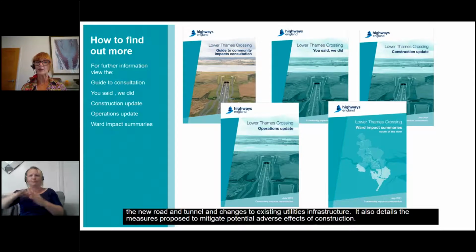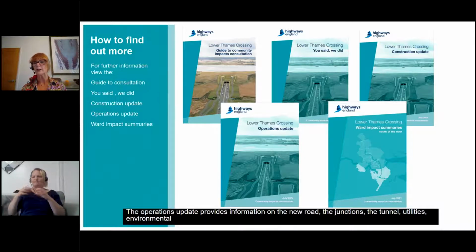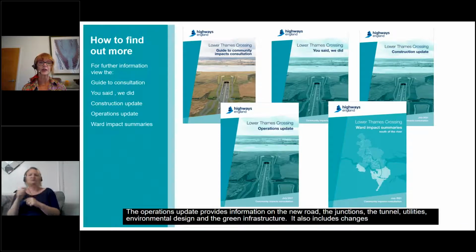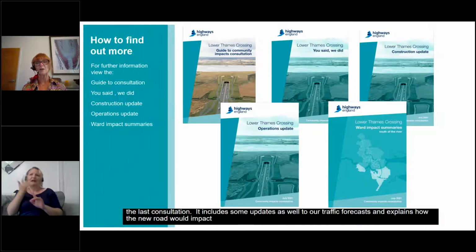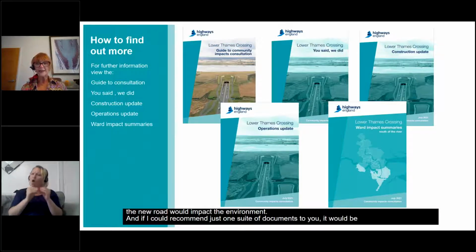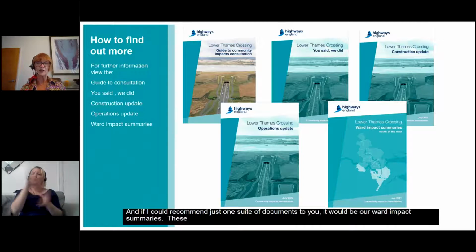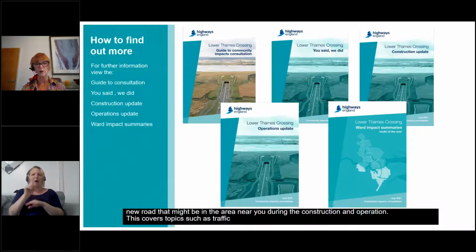The operations update provides information on the new road, the junctions, the tunnel, utilities, environmental design, and the green infrastructure. It also includes changes we've made since the last consultation. It includes some updates as well to our traffic forecast and explains how the new road would impact the environment. If I could recommend just one suite of documents to you, it would be our ward impact summaries. These go into a lot of detail about the changes and the impacts of the new road that might be in the area near you during the construction and operation. This covers topics such as traffic, noise, and air quality that you might be interested in.